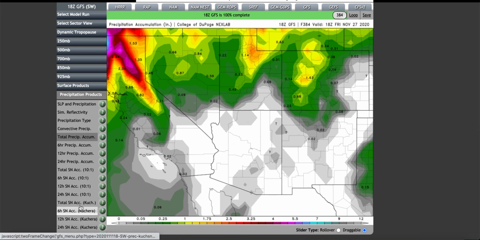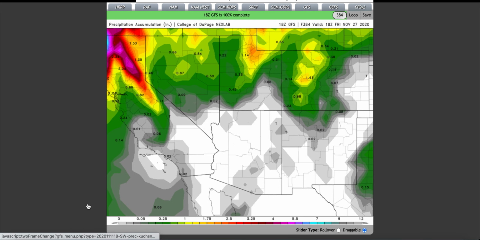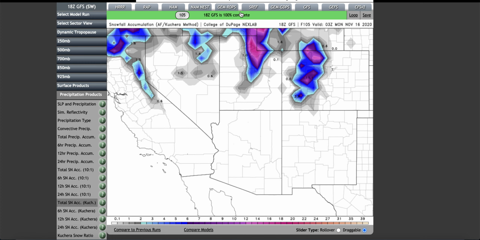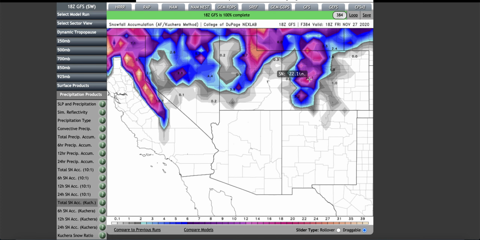Which, if we go back to, so remember that spot right there in Pitkin County, 1.63, and then we go back to the Kuchera snow accumulation forecast, all the way to the end, 22, that's about a 15 to 1 ratio. So the Kuchera method actually does a pretty good job of taking into account precipitation versus snow ratio, and gives you a really good estimate for what's going to fall.